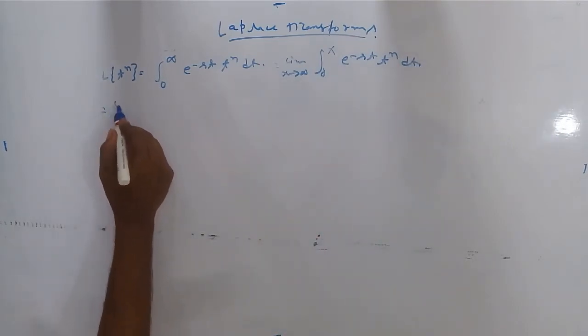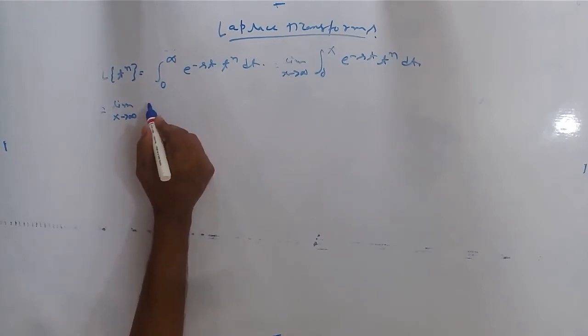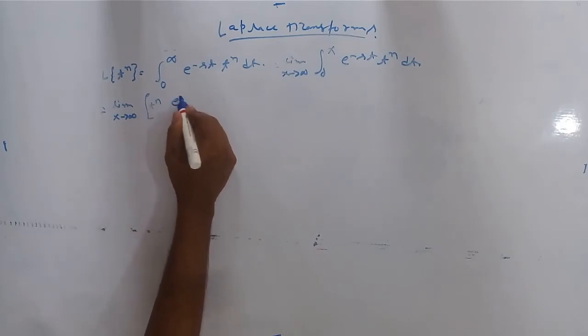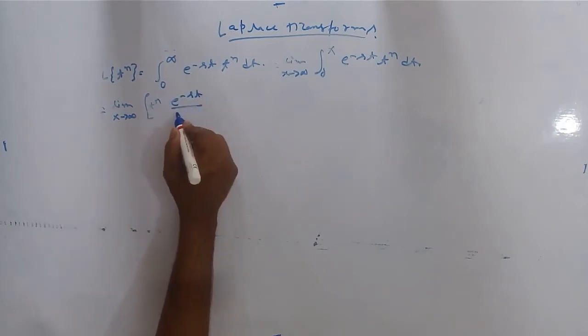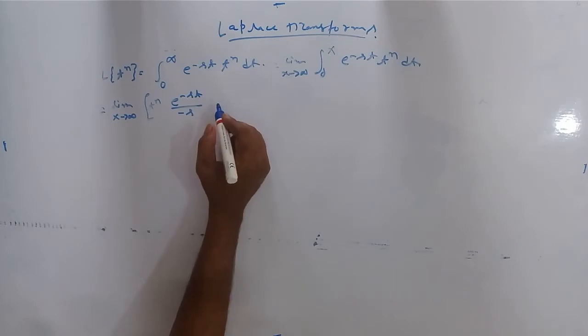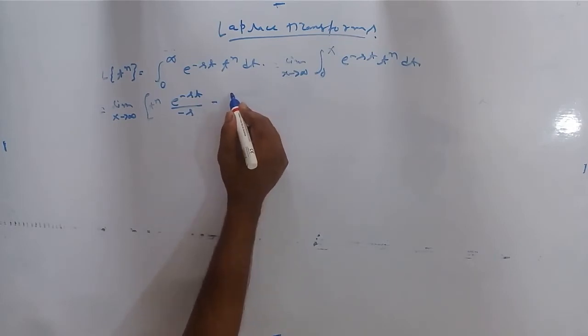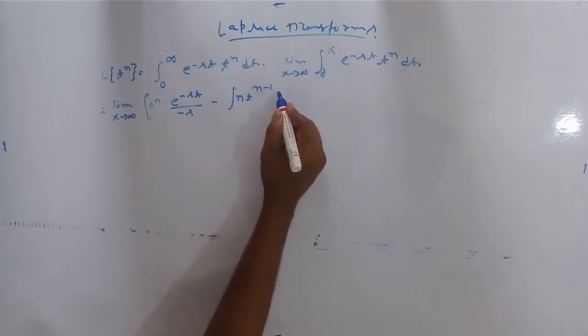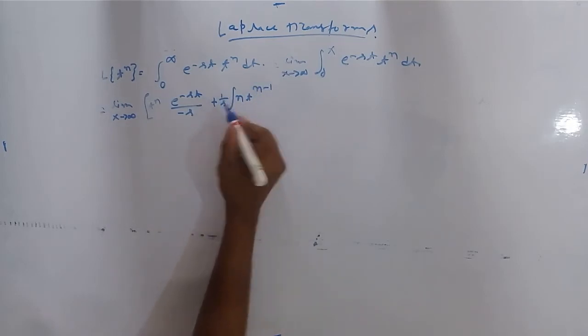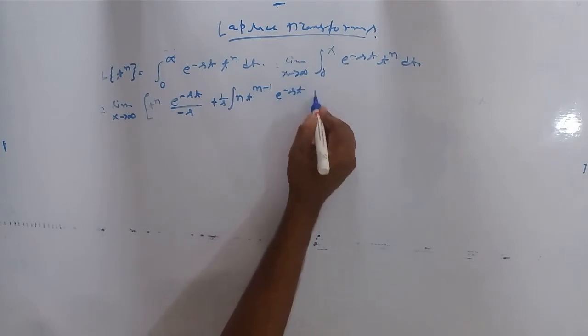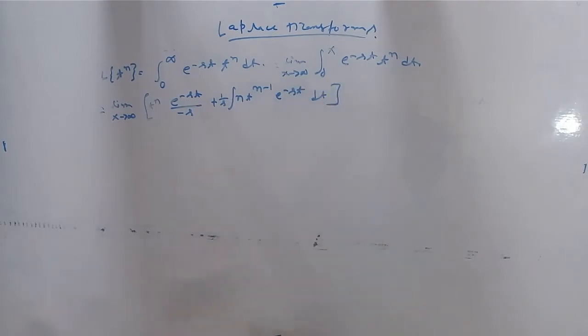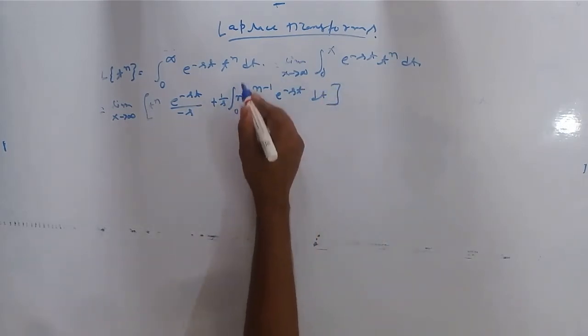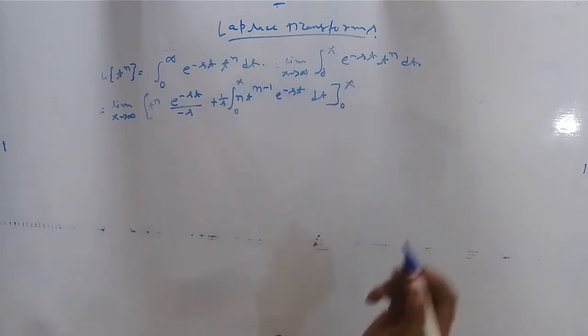Now the limit as x tends to infinity of t to the power n times the integration of the second function, that is e to the power minus st by minus s, minus the integration of the differentiation of the first function, that is n t to the power n minus 1, times 1 by s e to the power minus st dt, from 0 to x.